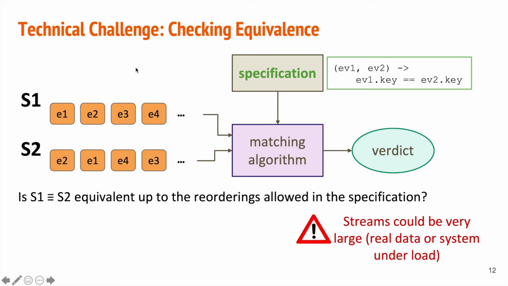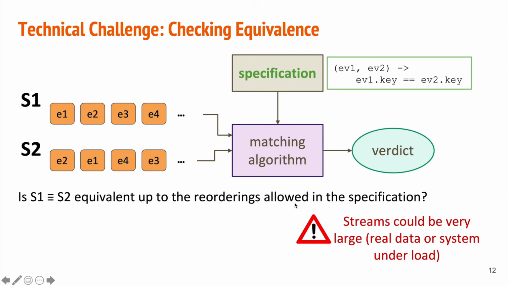So the technical challenge here is checking equivalence of two streams. For example, I have stream S1 with these events, stream S2 with these events. I feed them both to a matching algorithm, and I've also given the specification, which is for any pair of events, when are they ordered or not, and then my matching algorithm has to decide are streams S1 and S2 equivalent up to the reorderings given in the specification.